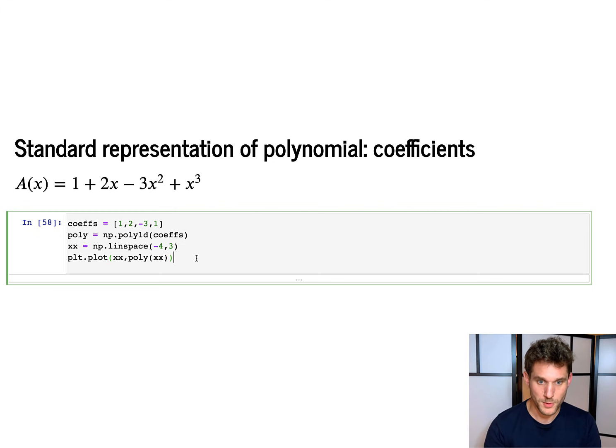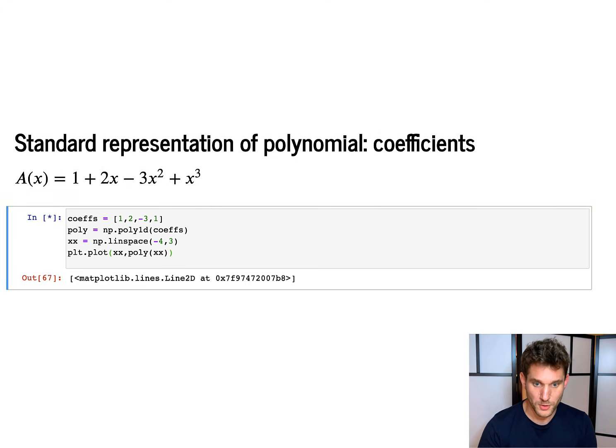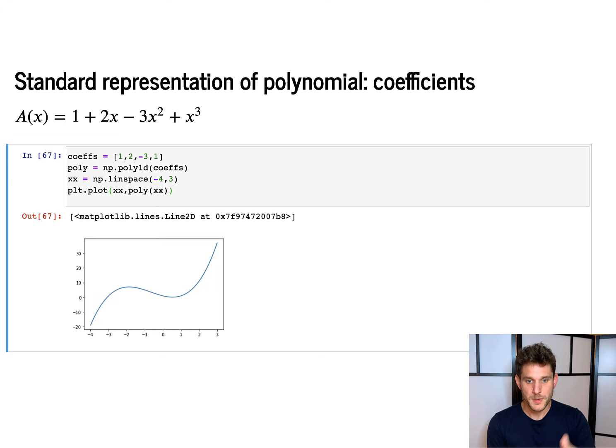Here I'm taking a polynomial which is 1 plus 2x minus 3x squared plus x cubed. You've all seen what these cubic polynomials look like. I'm just plotting it out, evaluating a number of points and then plotting that. Right now I'm looking at this polynomial a in terms of its coefficients. But notice there's something very interesting about how you can represent a polynomial.